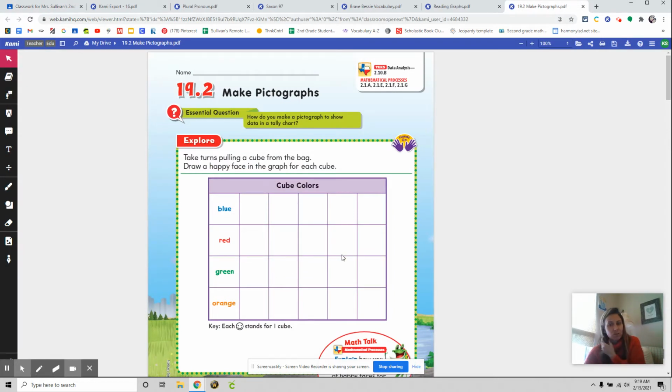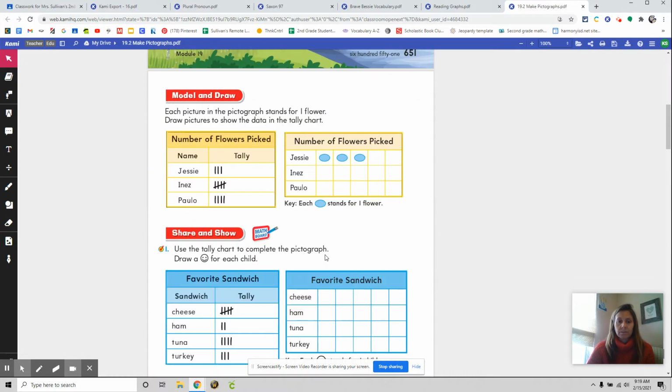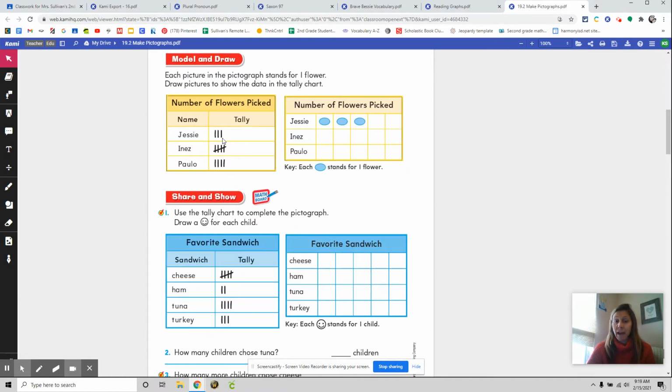So yesterday you answered some questions about reading the pictographs. Today you are going to be making the pictographs, which means you're going to draw in the pictures where it belongs. All right, so it'll give you the tallies or the facts, and you have to decide how many pictures to draw over here. And the key tells you what the picture should be that you draw and also what it stands for. So on this one, the key says each blue oval stands for one flower.